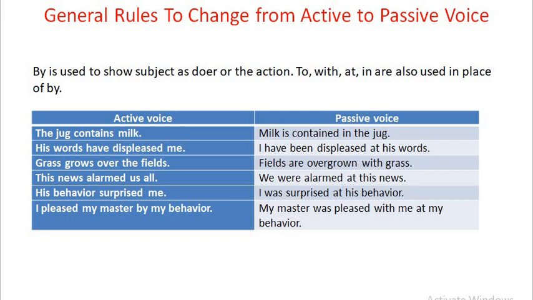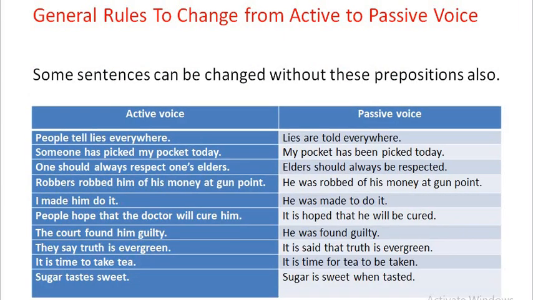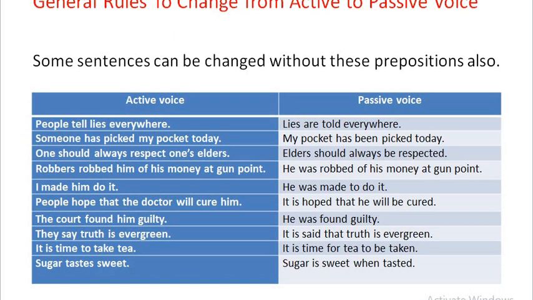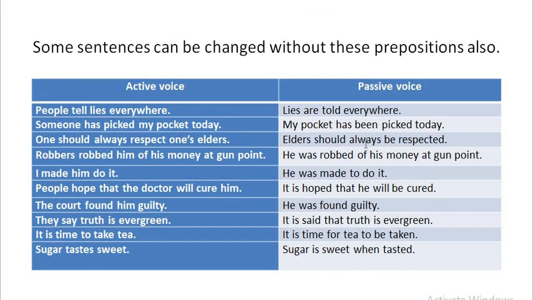But sometimes it is also like that you simply drop all the prepositions. No prepositions are required at all. So in that case, just see, change without these prepositions also. How it is done, just see. People tell lies everywhere. Lies are told everywhere. No prepositions. Someone has picked my pocket today. My pocket has been picked today. One should always respect one's elders. Elders should always be respected. No preposition. Robbers robbed him of his money at gunpoint. He was robbed of his money at gunpoint.